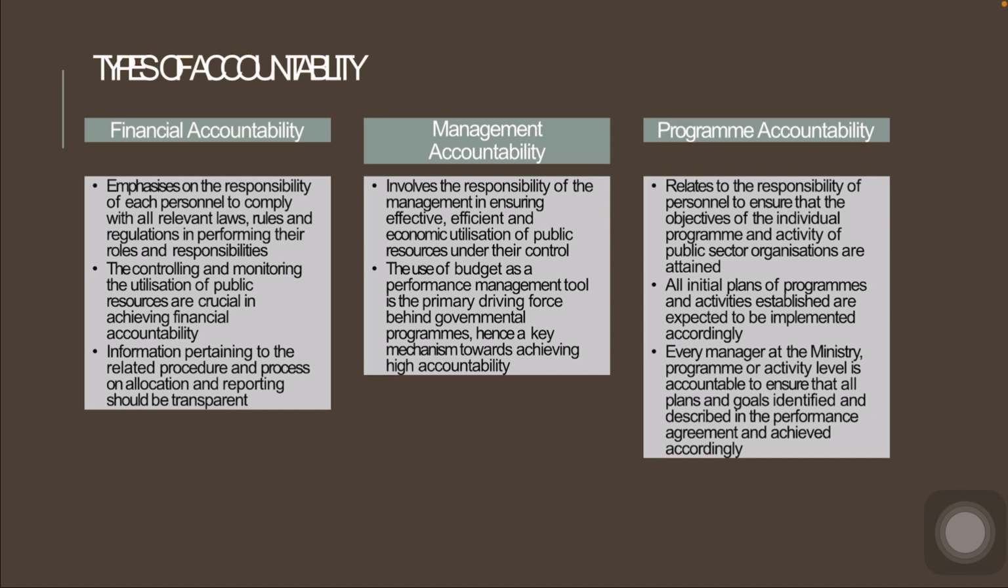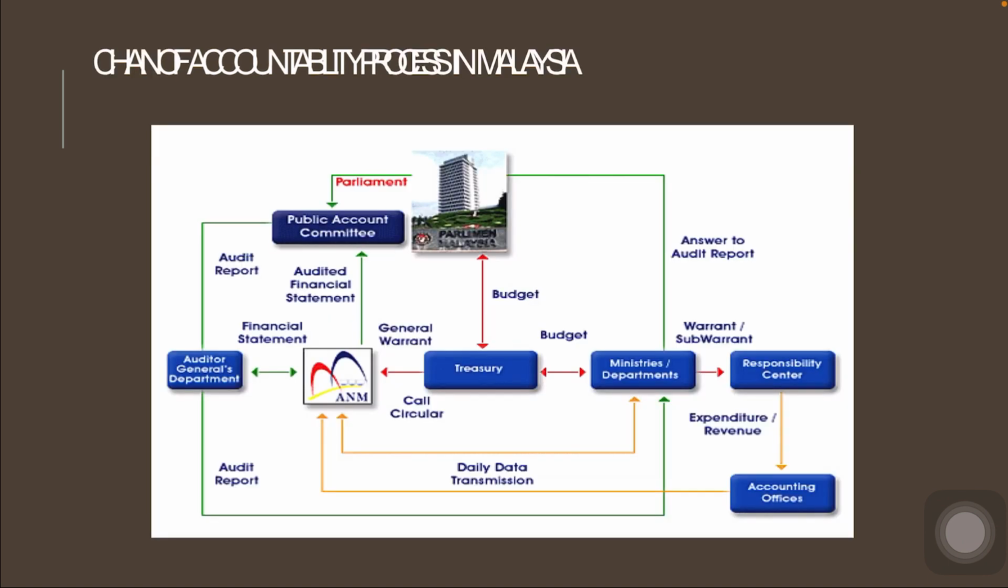So every manager at the ministry program or activity level is accountable to make sure that all plans and goals are identified and described in the performance agreement and achieved accordingly. Itulah kita kata dengan high level. Dan itulah kita kata dengan link high level yang daripada national, apa tadi kata? National strategy, and then adakah national strategy itu seiring dengan ministerial punya outcome, and then how was it the program punya outcome. So itu kita kata dengan program accountability.